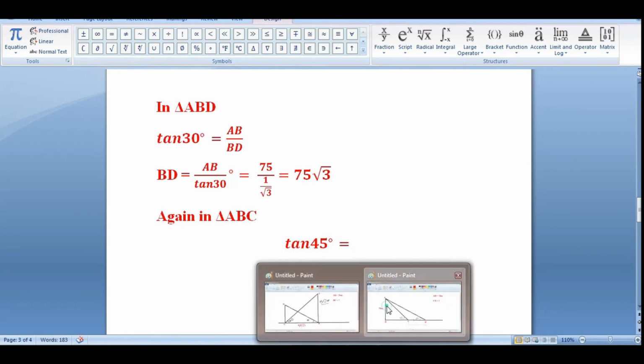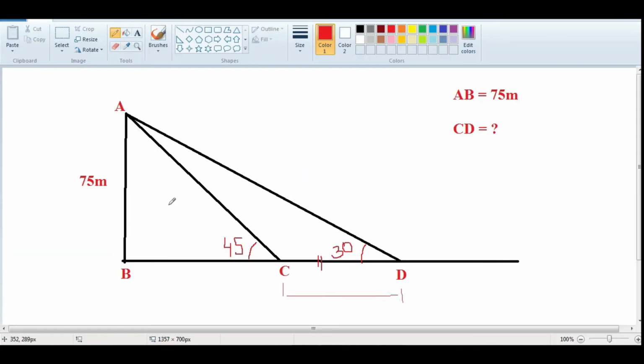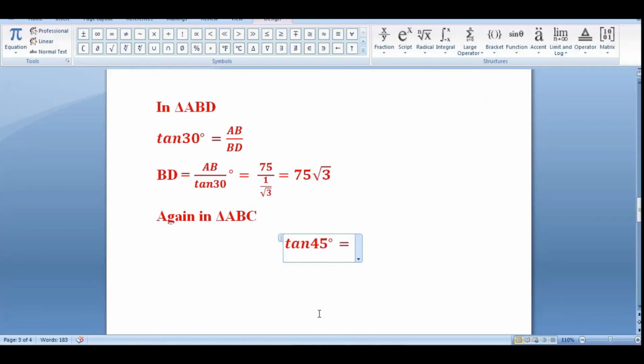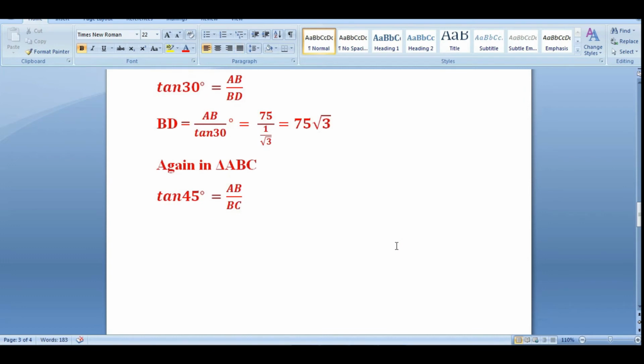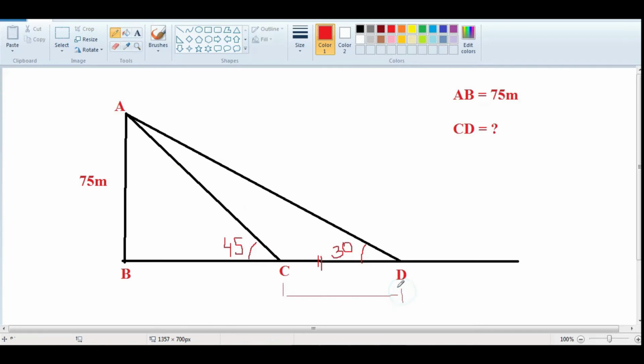Now in triangle ABC, tan 45 degrees how much is AB by BC? Now tan 45 degrees how much? It's 1 and AB is 75. So BC is equal to 75. Now what we have to find out? We have to find out the length of CD, and CD is how much? BD minus BC.